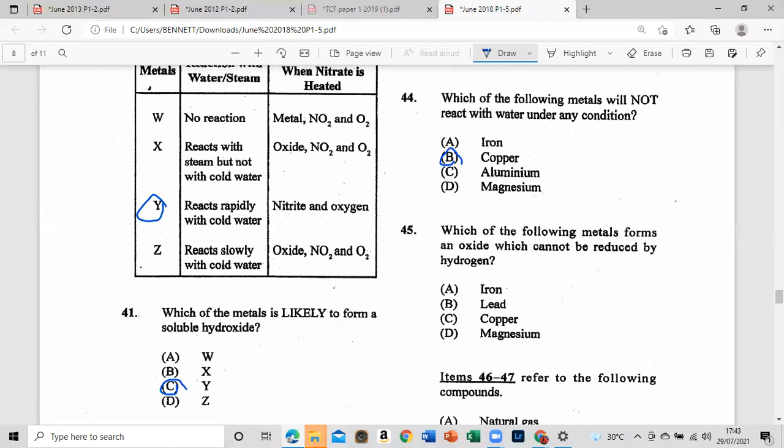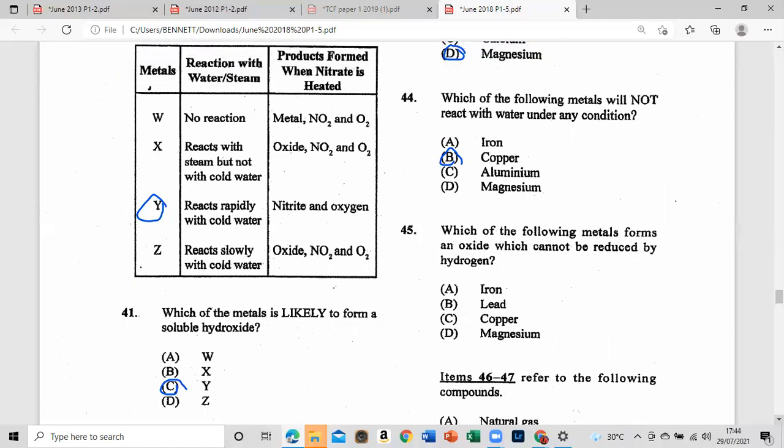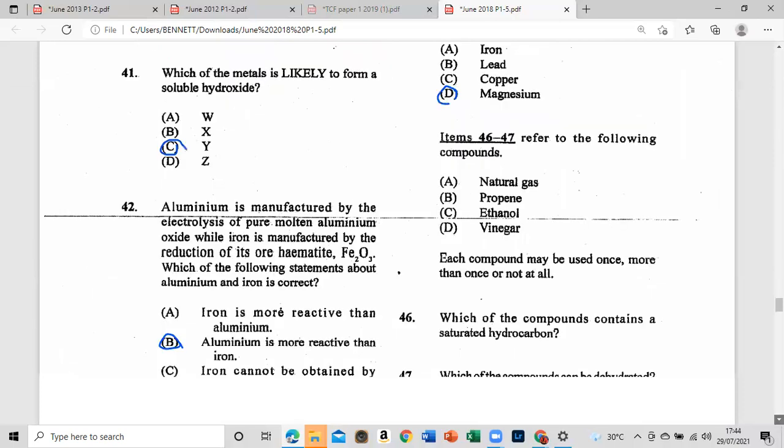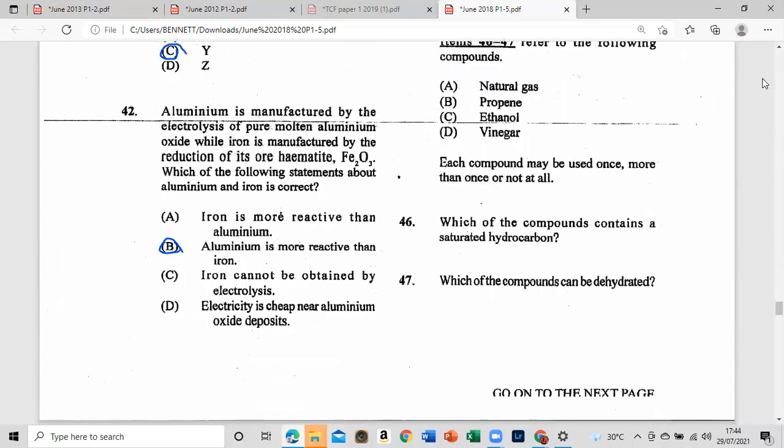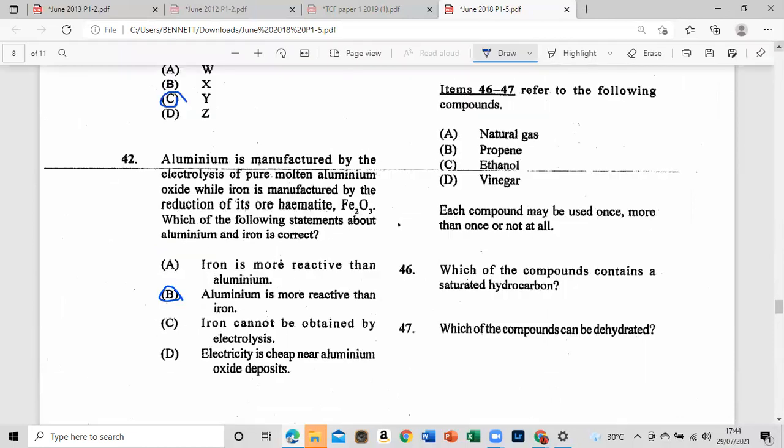Which of the following metals forms an oxide which cannot be reduced by hydrogen? And that's 45, it's going to be magnesium. We did this one earlier. It's repeat mode, guys, repeat mode. And I'm sure you guys should be feeling confident. Just hit that like button if you are feeling confident. You got this, alright? And that will help me to feel better about myself and the sacrifices that I'm making.